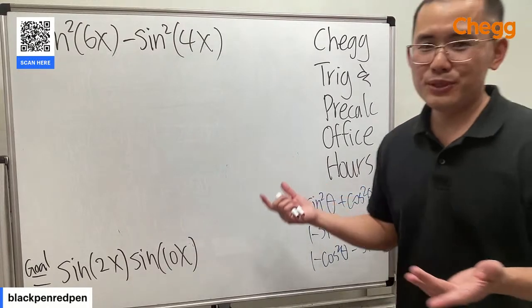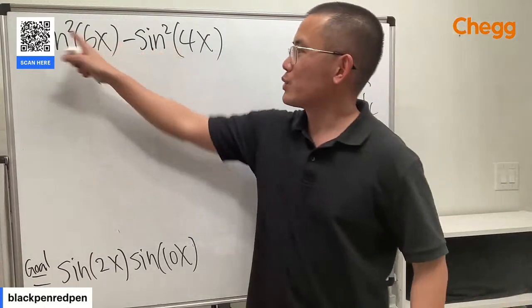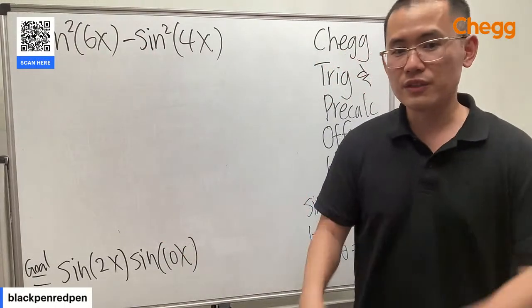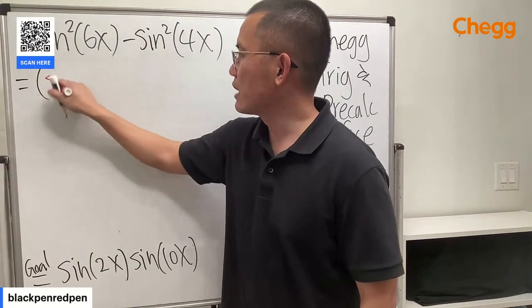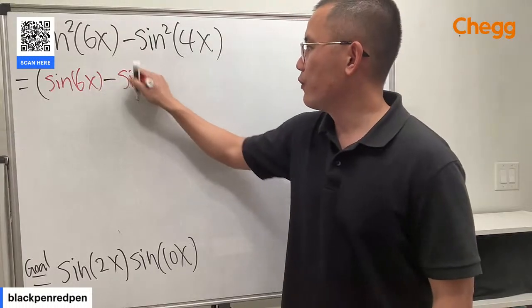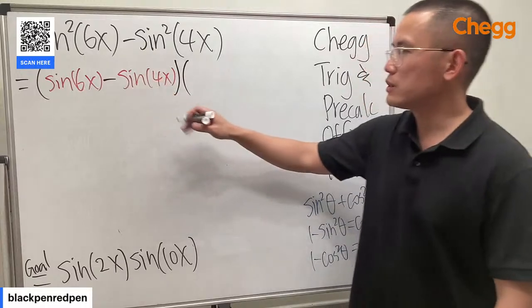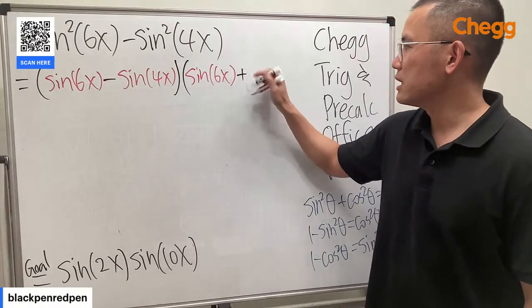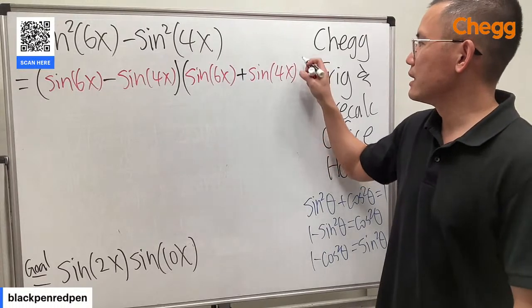So right away, I'm just going to factor it with difference of 2 squares because we have the square here, and then it's a subtraction, right? So I'm just going to factor with the difference of 2 squares. So this to me, I'll just go ahead and do sine of 6x minus sine of 4x, and then we are going to multiply this with sine of 6x plus sine of 4x.